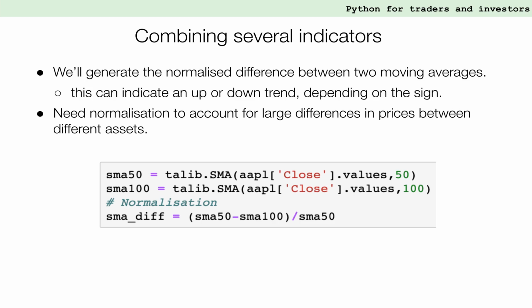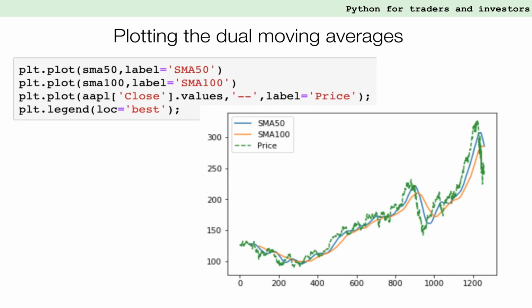In this case, we create a normalized moving average difference. We do this by subtracting a 100-day moving average from a 50-day moving average, and then divide by the latter in the hope that it might have some value in predicting stock returns. To check our work, let's first plot the dual moving average.